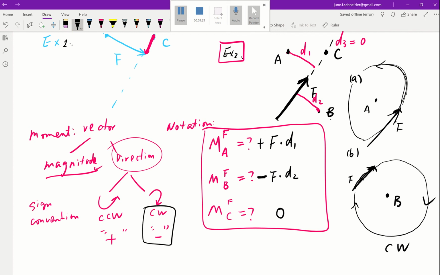Had I not taken this into consideration, my answer would be wrong. It will have to be negative F D2 because it's a clockwise rotation. Okay, now the last scenario: we know the force goes through the rotation point and the moment of arm is 0, so it doesn't matter if it's positive or negative, there's no rotation at all. So that is our moment introduction.